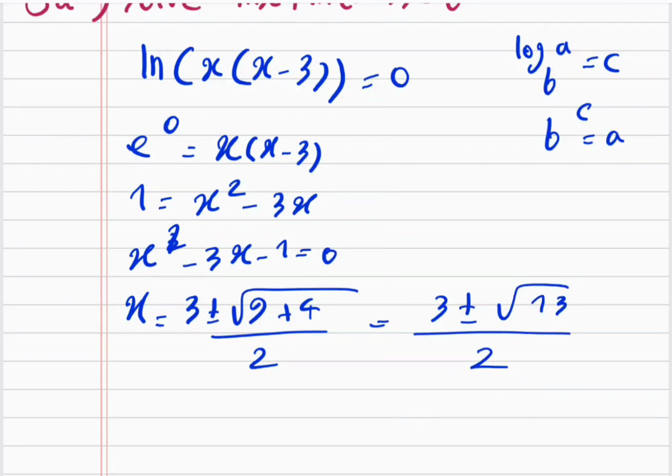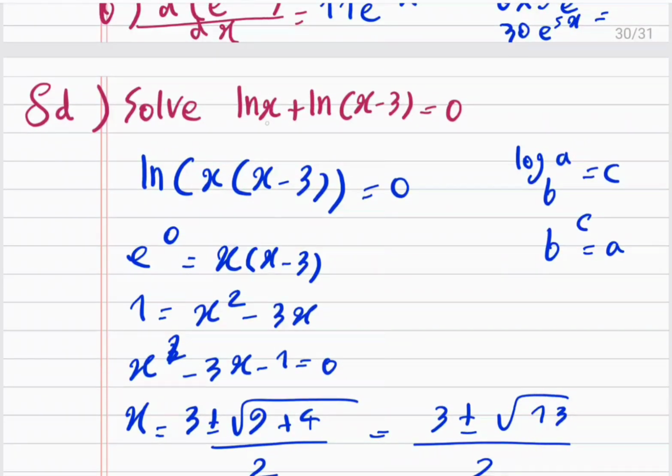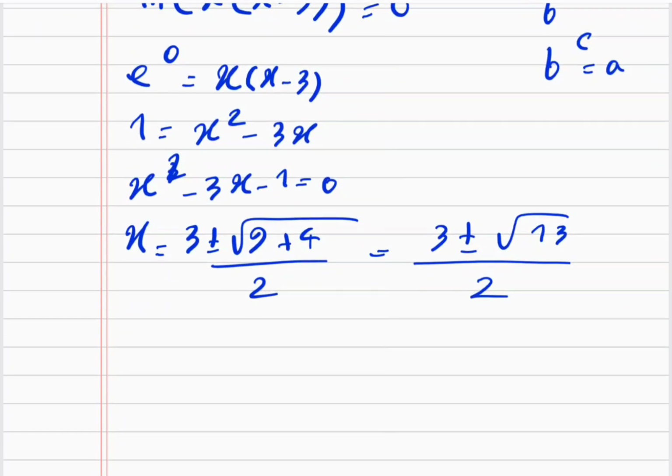However, we should be careful because when we have (3 minus root 13) over 2, then the value of x is going to be negative. But remember that when we look at the initial equation, if x is negative, then this is just going to be undefined, because ln is only defined for values of x which are non-zero and positive, right? So for positive values of x. That means that x can't be negative.